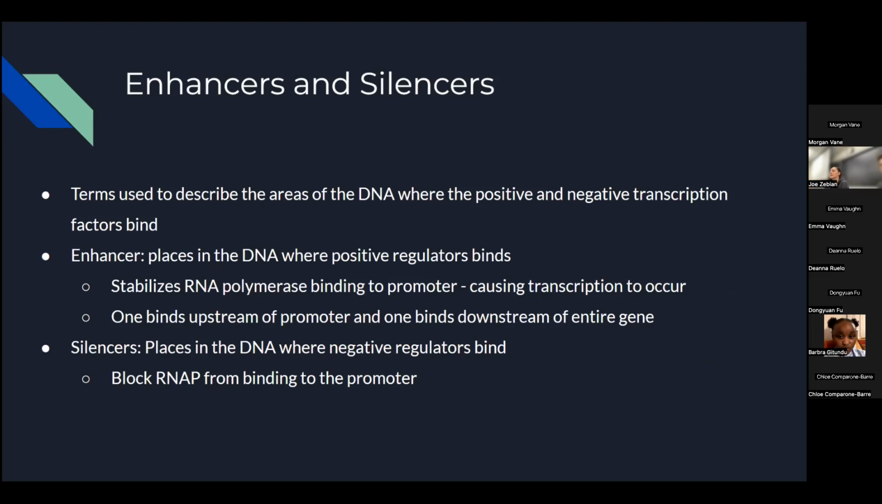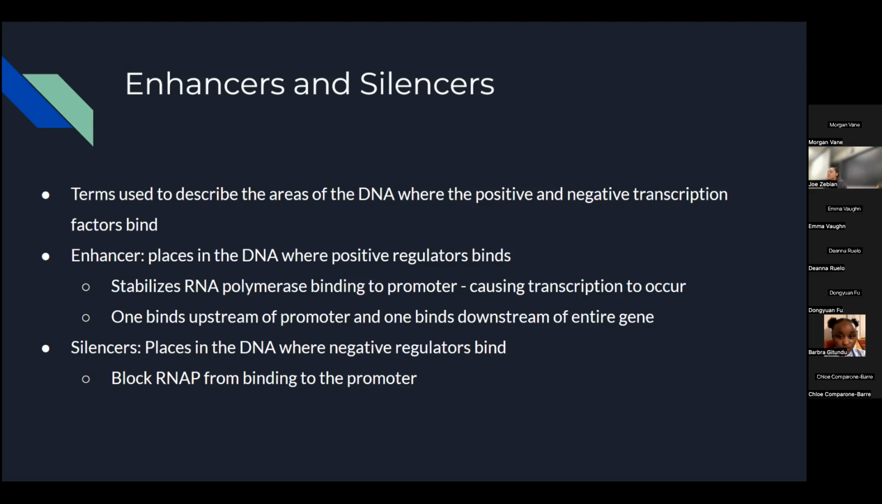Okay, enhancers and silencers. These are terms used to describe the areas of the DNA where there's positive and negative transcription factors. An enhancer is a place in the DNA where positive regulatory factors bind, and this would help stabilize RNA polymerase binding to the promoter, and it would help cause transcription to occur. Again, it's an enhancer, so it's going to upregulate. And one would bind upstream of the promoter, and then one would bind downstream of the entire gene. And you don't really need to know that, but there's some images on problem sets of that.